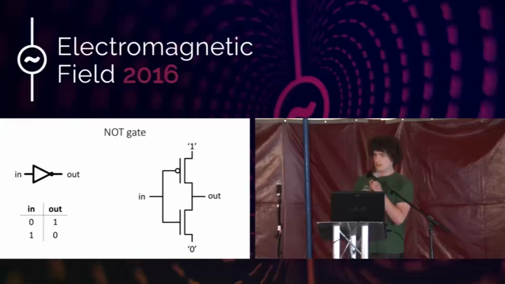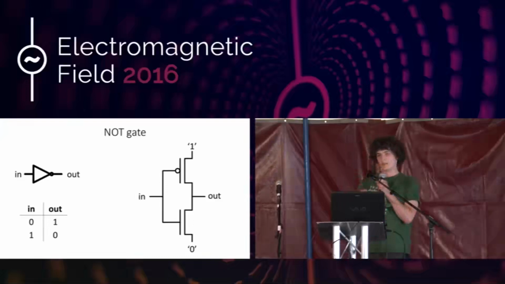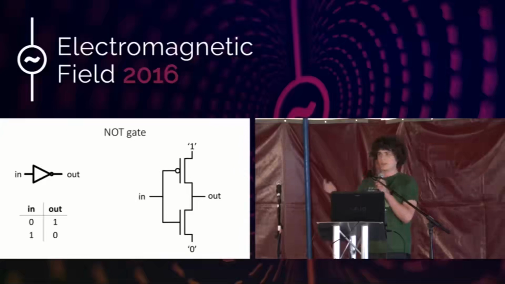So what you will see now is if we would put a 1 on the input, then the PFET will be off and the NFET will be on. So the output will be connected to 0. And if we put a 0 on the input, then the PFET will be on and the NFET will be off. So we have a 1 on the output.